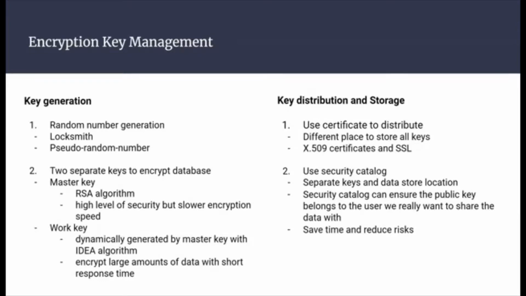Then different distribution methods will apply. The first distribution method is traditional, which uses certificates and communicates with a certificate authority. The second method will use the security catalog to ensure the public key belongs to the user we really want to share the data with, and it will not communicate with a certificate authority to save time.